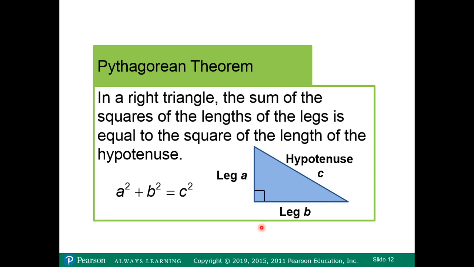So what this says is if you have a right triangle, the sum of the squared lengths of the legs. So if you take this leg and square it and this leg and square it, if you sum those values, you're going to get the square of the hypotenuse. So a squared plus b squared equals c squared.